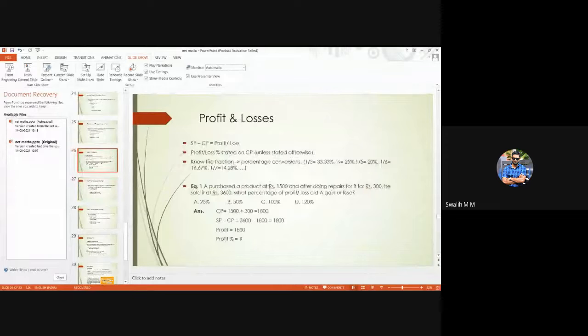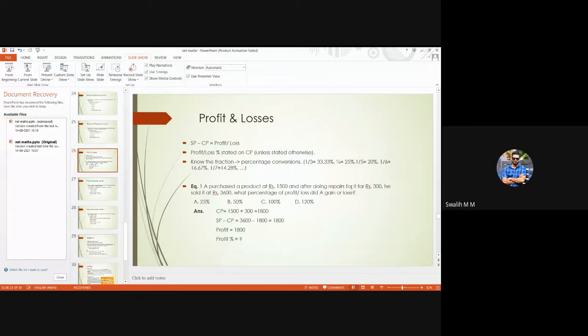So the first question: A purchased a product at rupees 1,500, and after doing repairs for it at rupees 300, he sold it at 3,600. What percentage of profit or loss did A gain or lose? So what is given? The purchase price is 1,500 and he did repairs of 300. So the total cost would be 1,800, and selling price is also given, that is 3,600. Profit is 1,800. Here, what is asked?